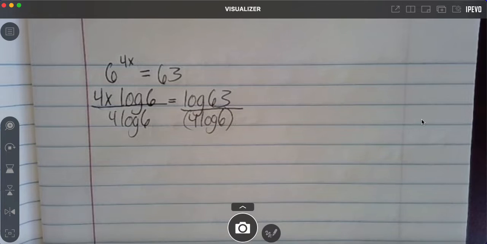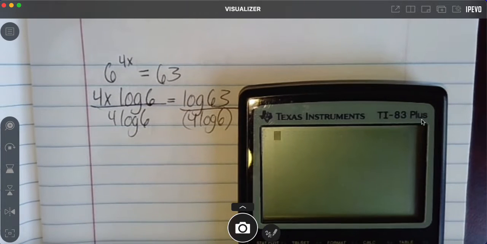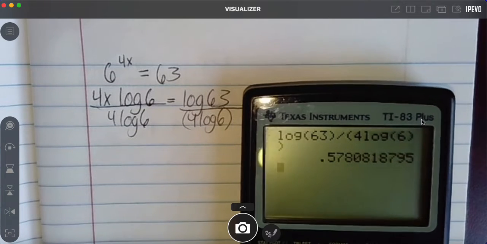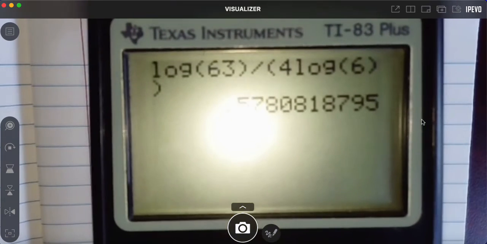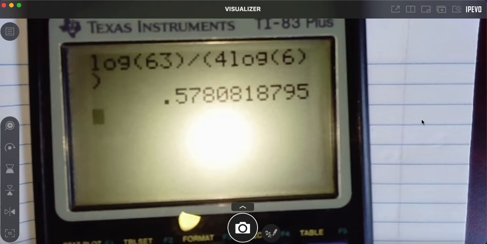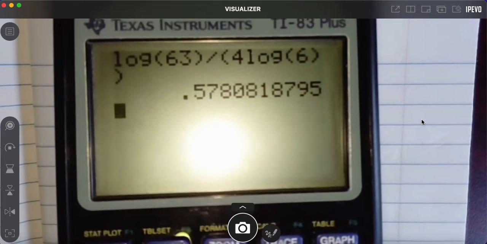What did you get? For this one? Let me try this. Log of 63 divided by, and put in my parentheses, 4 log of 6. I got 0.5781 or whatever. This is number 24. They got 0.58. On my calculator, that's what I put right there. So log of 63 divided by, and you have to put the whole denominator in parentheses. I didn't get that.